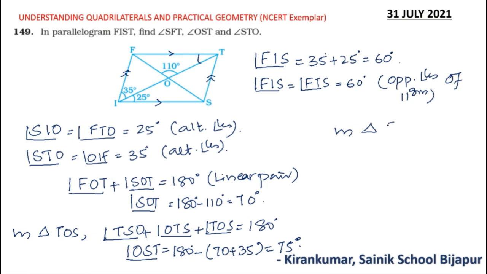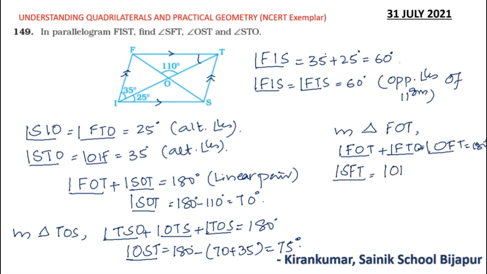Similarly, in the triangle FOT, we have angle FOT plus angle FTO plus angle OFT will be equal to 180 degrees, angle sum property. So angle SFT will be same as the angle OFT, that will be equal to 180 minus the sum of 110 plus 25. We get it as 45 degrees. Therefore, we have found angle SFT, which is 45 degrees. Angle OST is 75 degrees. Angle STO is 35 degrees.